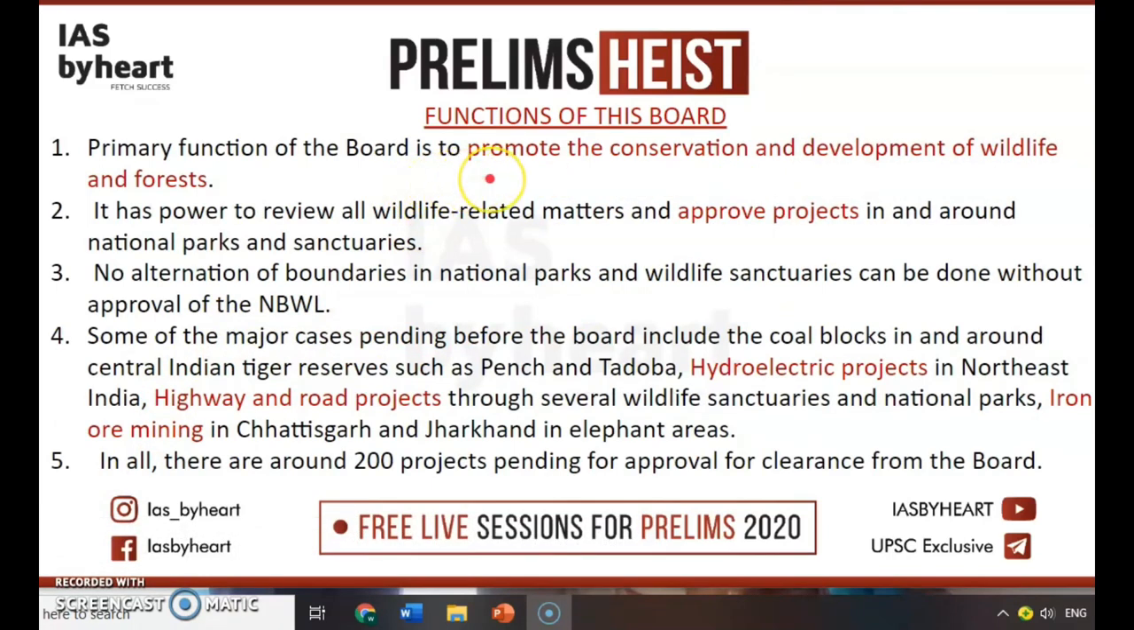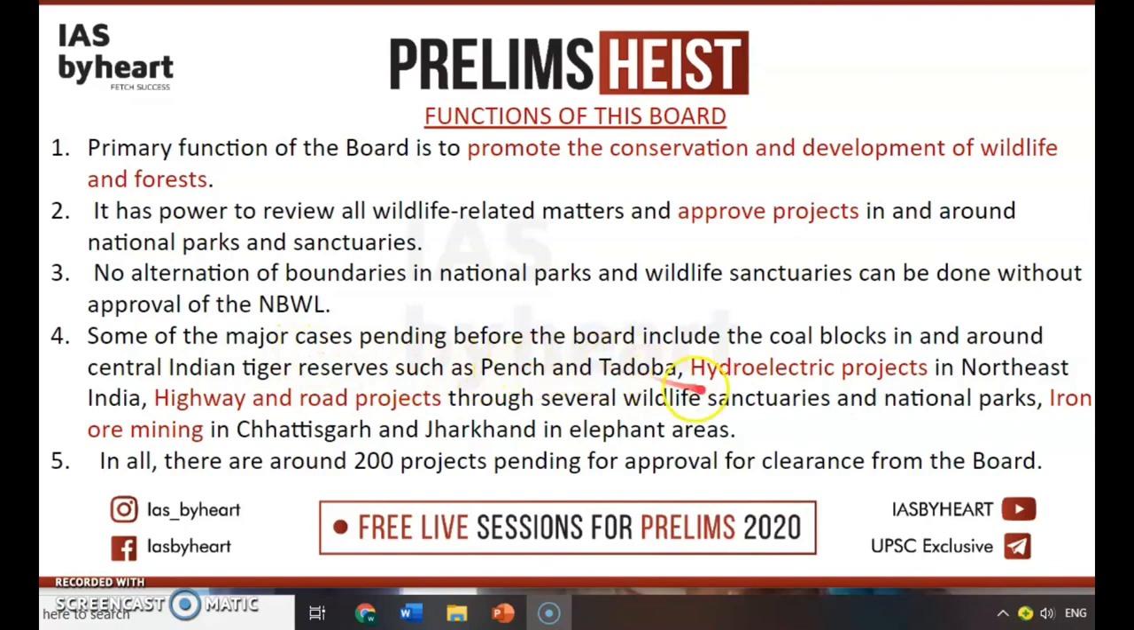The function of this board is to promote the conservation and development of wildlife and forest. They have the power to review all wildlife related matters and approve projects in and around national parks and sanctuaries, etc. In this case, if you want to alter the boundaries in a national park or wildlife sanctuary, you can't do it without the approval of NBWL. So there are a lot of pending cases in this NBWL.